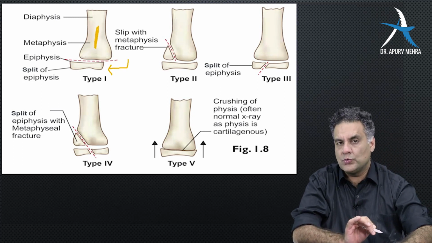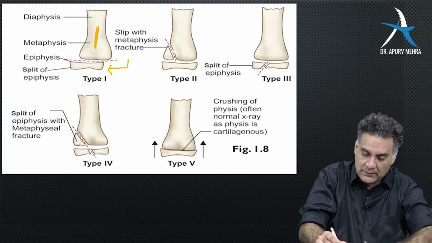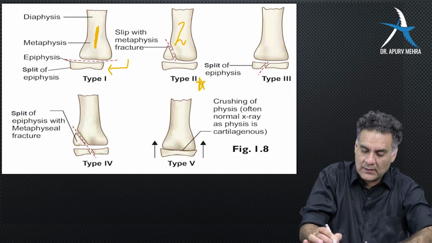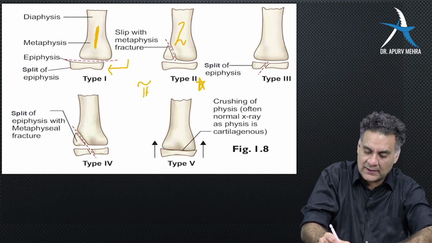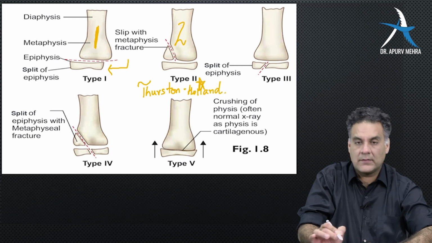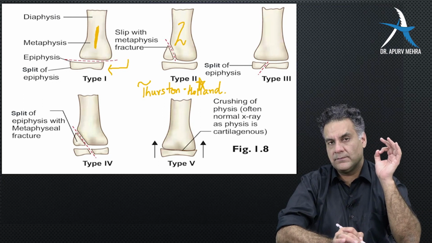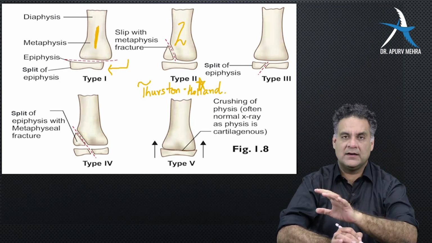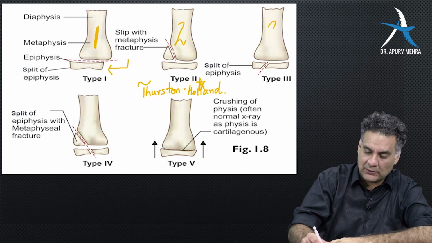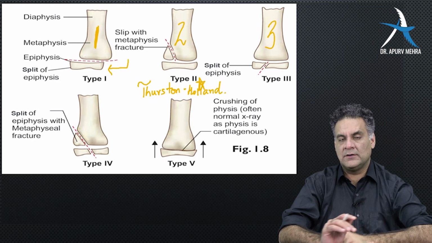Salter-Harris type 2 is a slip along with a metaphyseal part. It is the commonest type. It is also called as Thurston-Holland type. They will ask you this question. Commonest, commonly asked. Salter-Harris type 3 is a split of epiphysis into two parts.